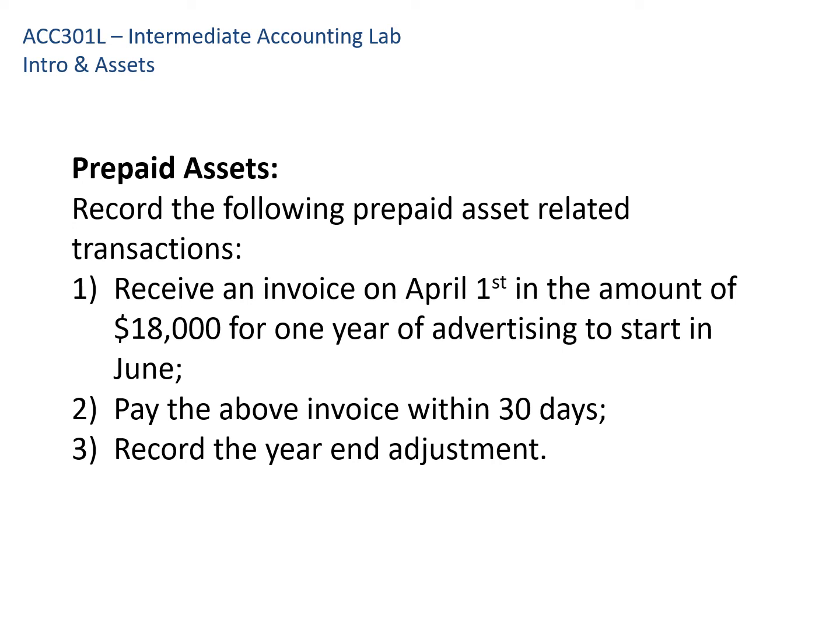So here what I'd like you to do is record an invoice on April 1st that you receive in the amount of $18,000 for 1 year of advertising that will start in the month of June. The next transaction is paying that invoice within the 30-day terms. And the last transaction is recording the adjustment at the year end. So go ahead and pause the video and then unpause it once you've recorded that entry.